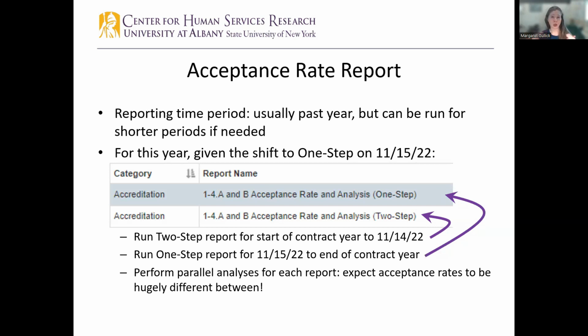The transition year is always weird and always a little harder, but hopefully in the future, this will be simpler and go back to being, okay, I just have to look at one report here. And again, you're not going to try to make the two line up with each other. We have pretty different information between the two reports. So it's going to be separate parallel analyses using November 15th as the breakpoint in timing.